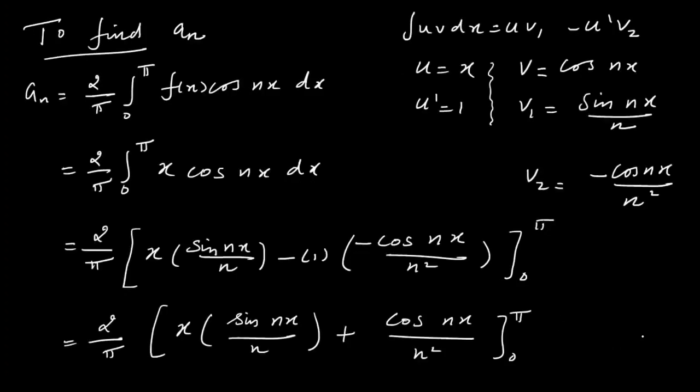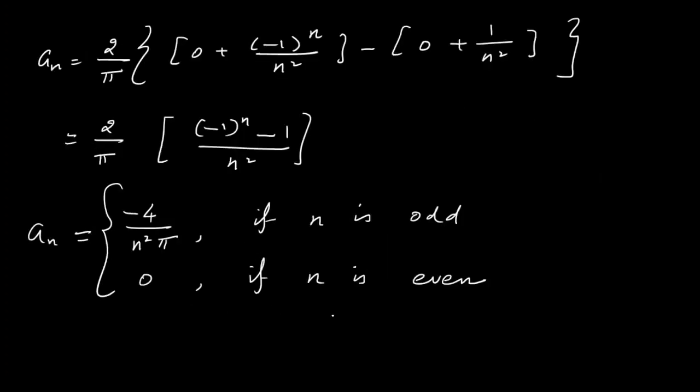And to calculate the value of an, make use of this formula, replacing f of x by x. This is of the form integral uv dx. So substituting the formula uv1 minus u dash v2, that's alone. Substituting the limits and simplifying, you get the value of an.